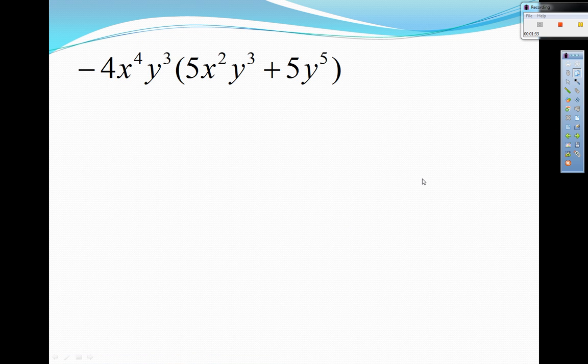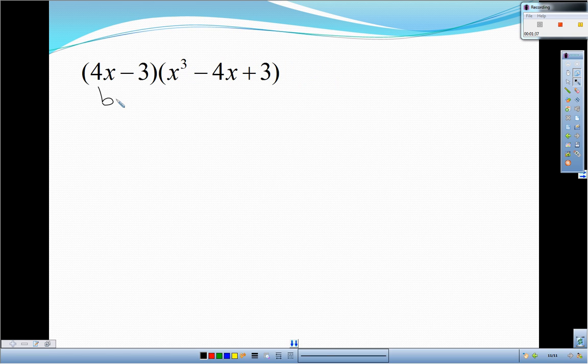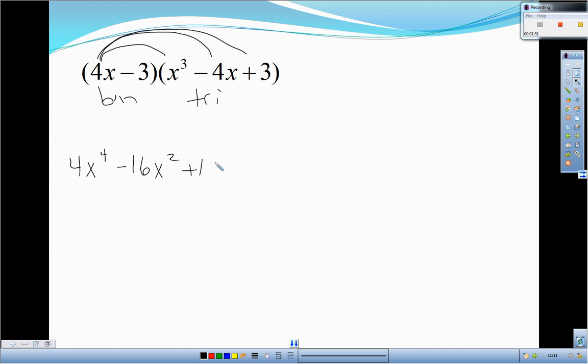Alright, let's say that you have a binomial times a trinomial. Well, again, you're going to distribute. So start with the 4x. So 4x times x cubed, that would be 4x to the fourth. 4x times negative 4 would be negative 16x squared. 4x times 3, that would be 12x. Now, you're not done. You got to do the other one. So negative 3 times x cubed, so negative 3x cubed. Negative 3 times negative 4x, that would be positive 12x. And negative 3 times positive 3, that would be negative 9.